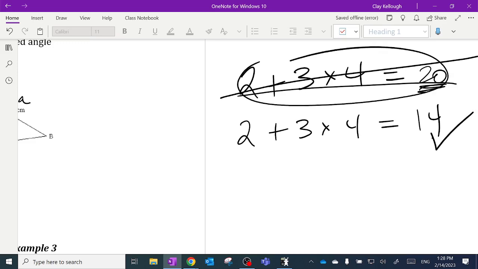Because this answer comes from, remember this rule? B, what's the next letter? E, D, M, A, and S. Do we remember that from way back? Grade 6 maybe is the first time you heard that? That's the order of operations that a scientific calculator knows.